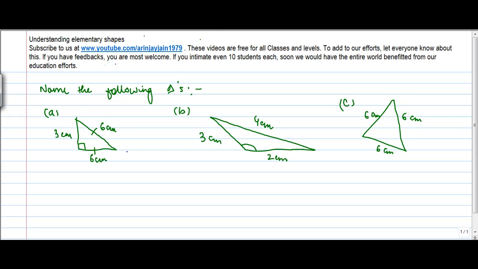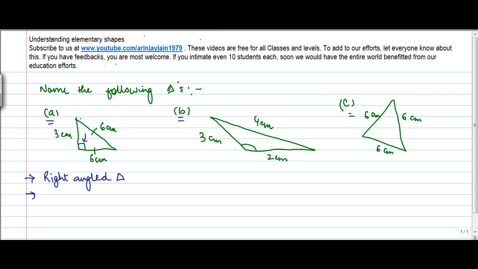Okay, so we are told to name each of these three kinds of triangle. So how do we solve this? I know that this is the sign of a right angle. So therefore this triangle has one of the angles which is a right angle. So what do I call this? I can call this a right angled triangle. Okay, well, that is one.